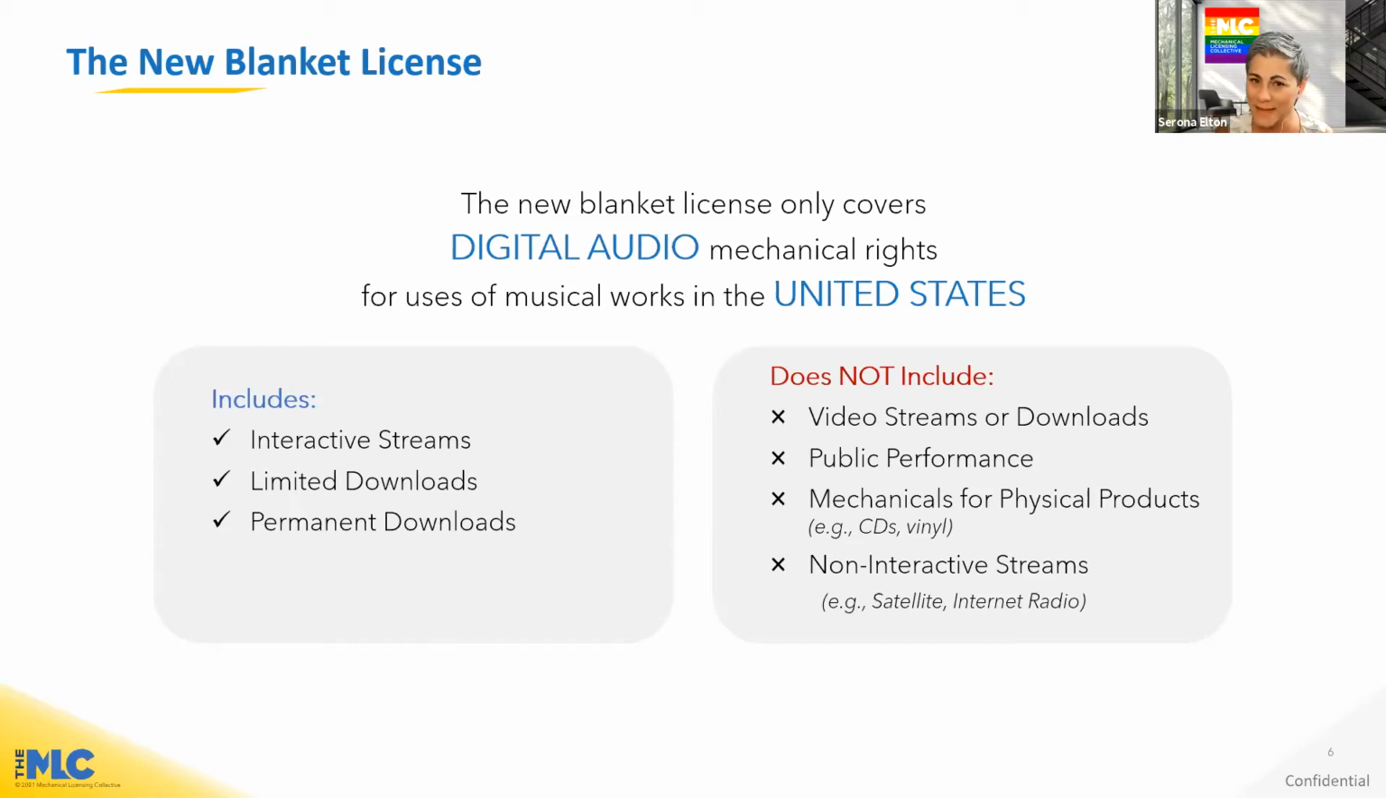Nothing to do with public performance. That's not part of this. So, radio airplay, actually streaming includes public performance, but that's separate than a mechanical. So from a mechanical license perspective, public performance is different. This license does not cover the use of music on physical products. So CDs, vinyl records, I've heard cassette tapes are out there. Anything that's physical that has music on it that needs a mechanical license would not be covered by this new blanket license. It's for digital only. And as I mentioned, it does not involve non-interactive streams. It only involves interactive streams.